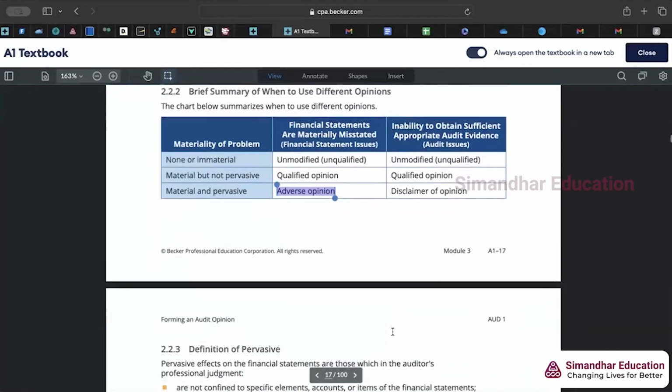Very interesting audit. I had done the audit under Indian GAAP. Same rules follow. Disclaimer is disclaimer even in India and in the US. So make sure that your concepts are clear. As per location, my disclaimer conditions do not change. It is the same.